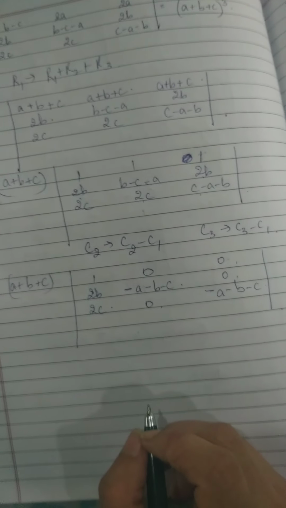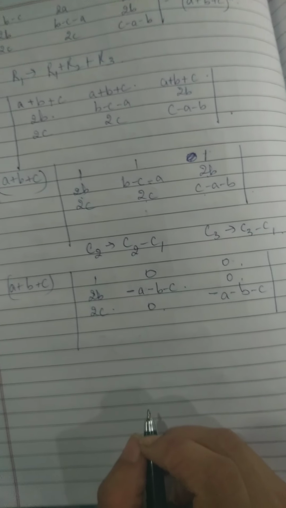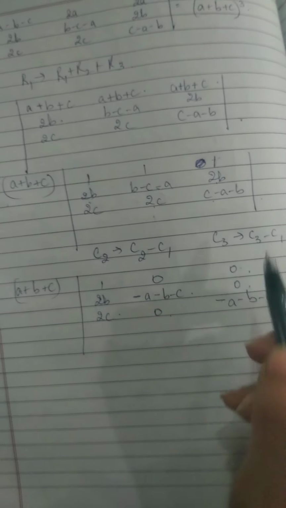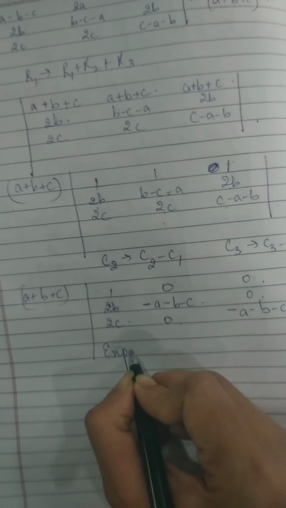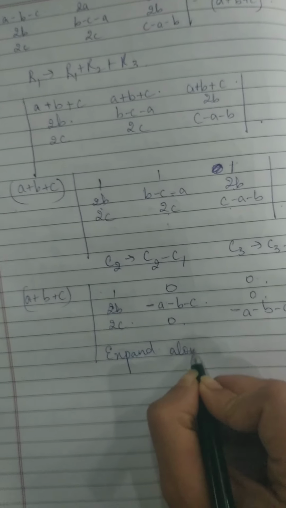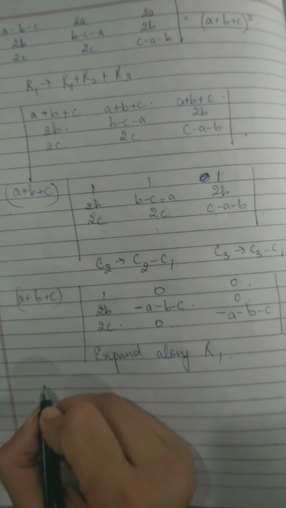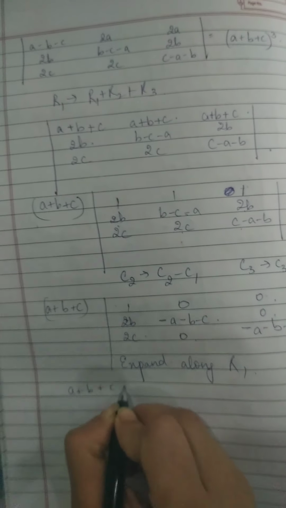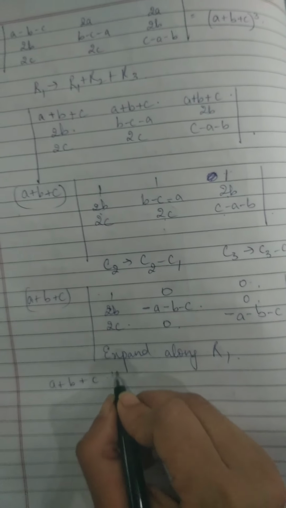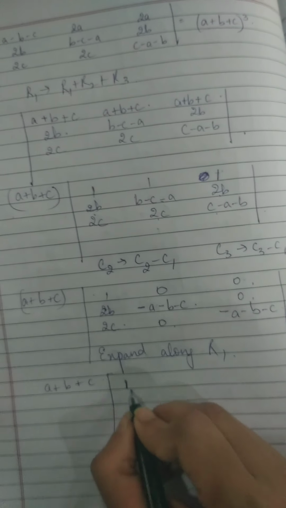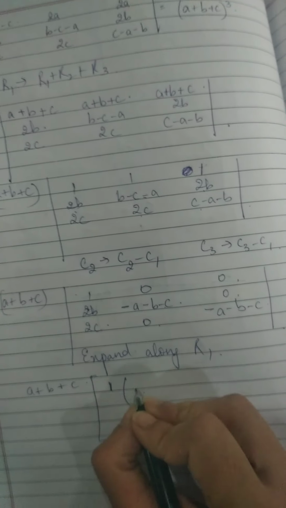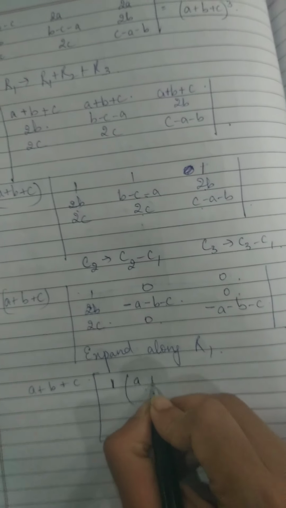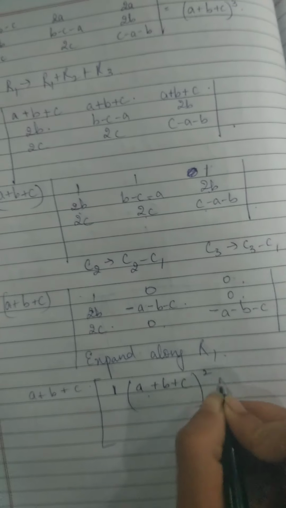Right? So what I can do is, I can expand along R1. So we have a plus b plus c here, right? If I expand along R1, my first element would be 1, that too positive. Eliminate this. What do you get? A plus b plus c whole square.